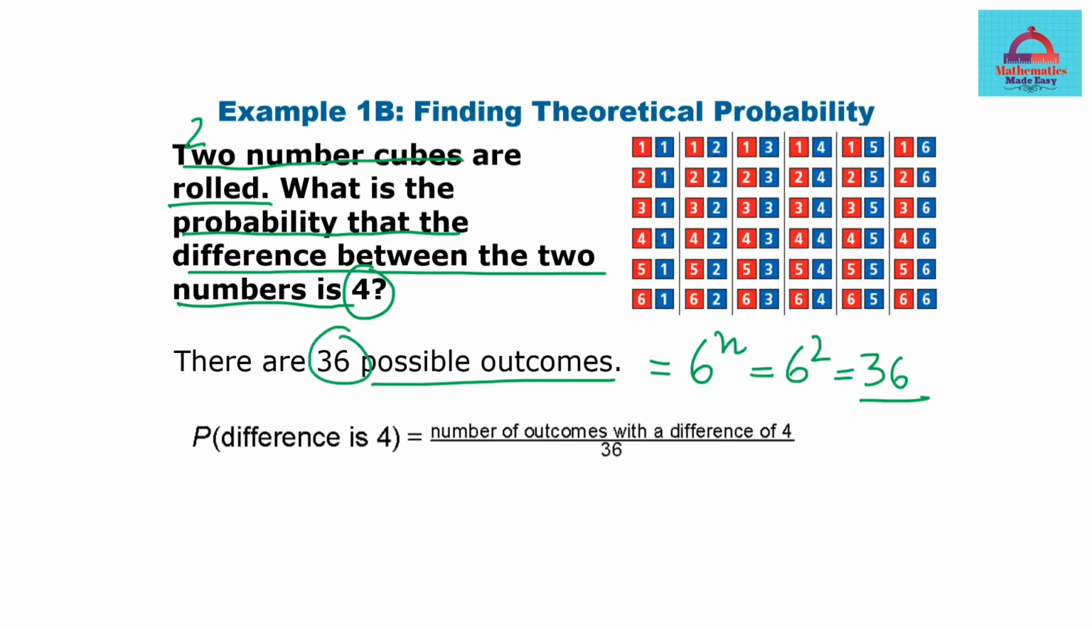Now you need to look at your numerator. Now numerator, because the experiment here is that the difference has to be 4, is equal to the number of outcomes with the difference 4. How many possible favorable outcomes are there, and then you divide by the 36. Now finding this numerator is the most important part of this question.